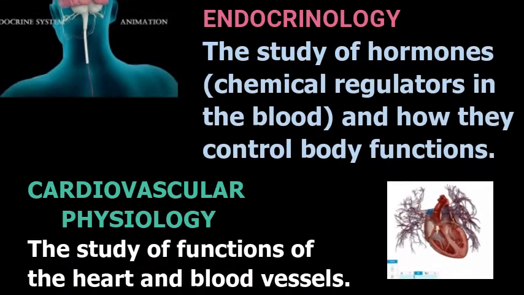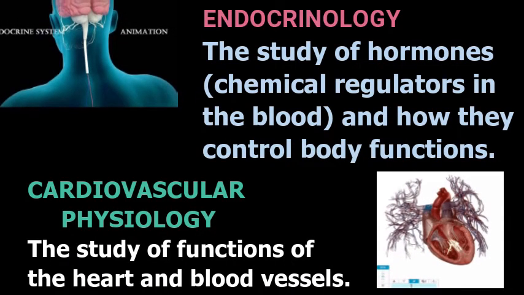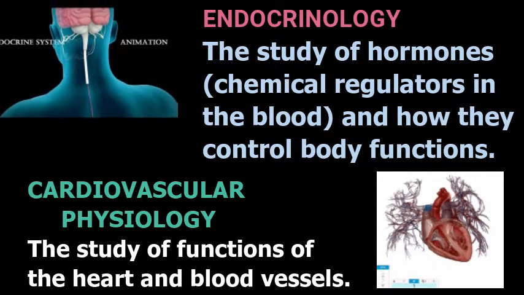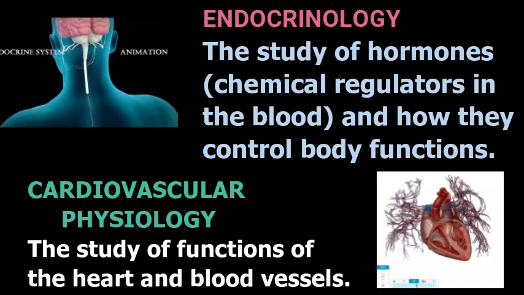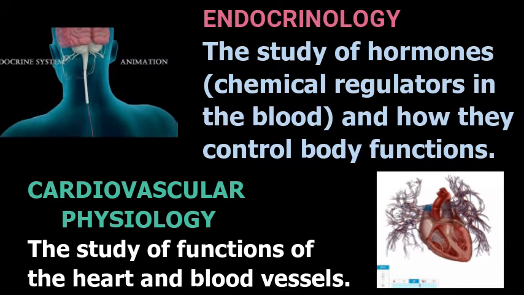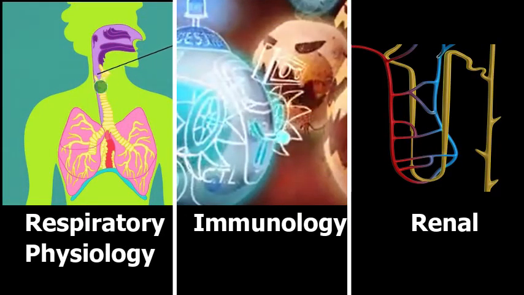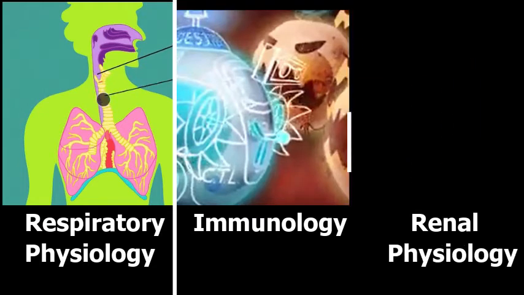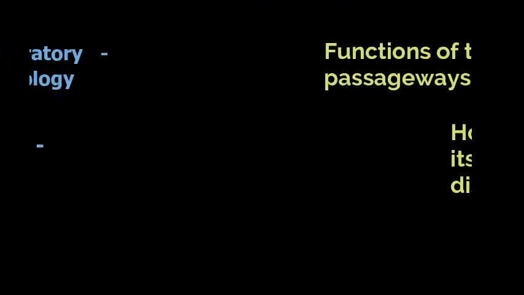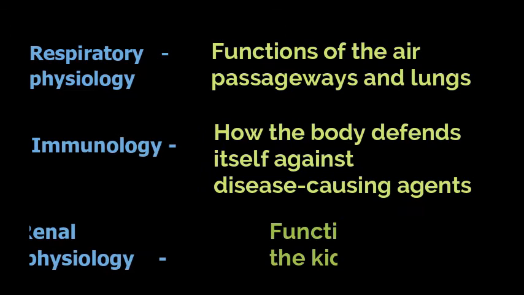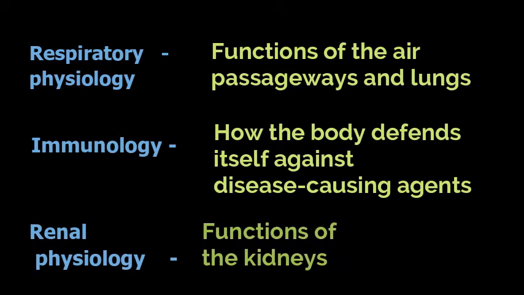Endocrinology is the study of hormones, which are chemical regulators in the blood, and how they control body functions. Cardiovascular physiology is the study of the functions of the heart and blood vessels. Respiratory physiology covers the functions of the air passageways and lungs. Immunology is how the body defends itself against disease-causing agents. Renal physiology covers the functions of the kidneys.